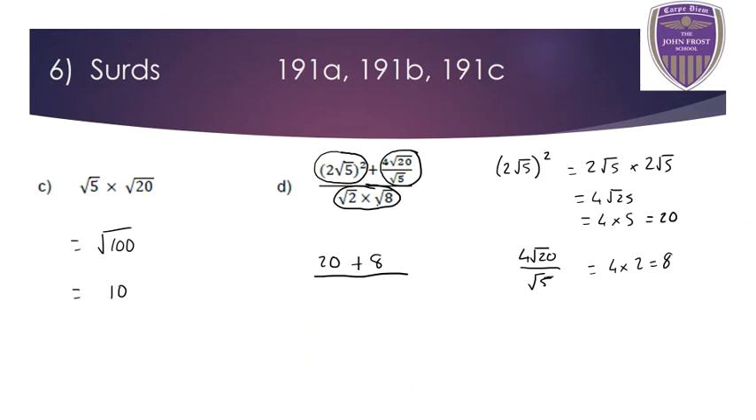And then the final part is this root 2 times root 8. So it gives me root 16 by multiplying 2 and 8 together. And the square root of 16 is 4. So now I've worked out each individual part, I can focus on finishing this question off now. So 20 plus 8 on the numerator is 28 over 4. And 28 over 4 is 28 divided by 4.